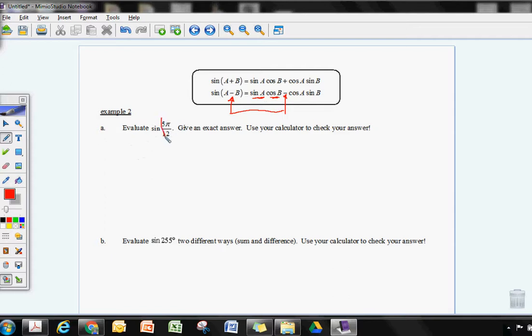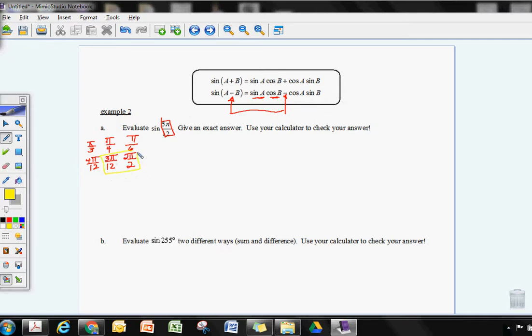We've got to figure out something for 5 pi over 12. So again, I have pi over 3, which would be 4 pi over 12. I have pi over 4, which would be 3 pi over 12. I have pi over 6, which would be 2 pi over 12. And I'm going to stop because what did I see?